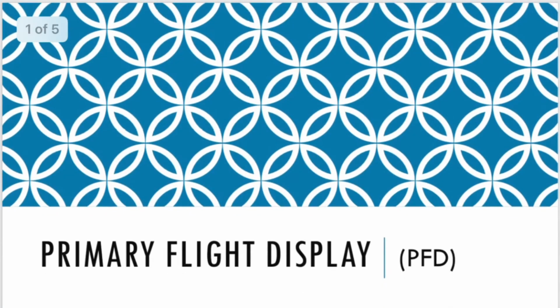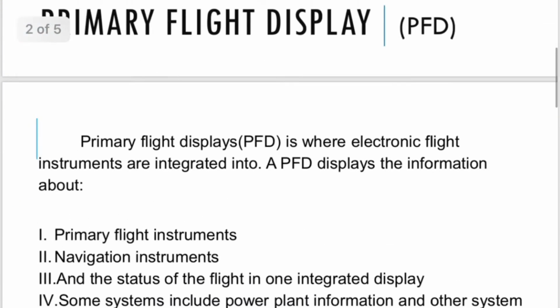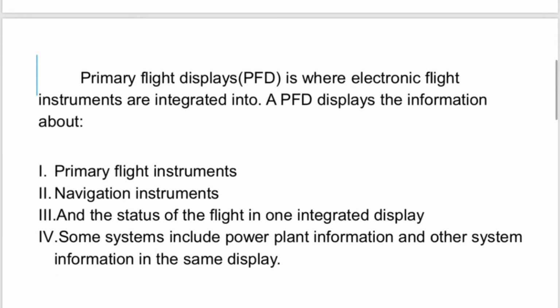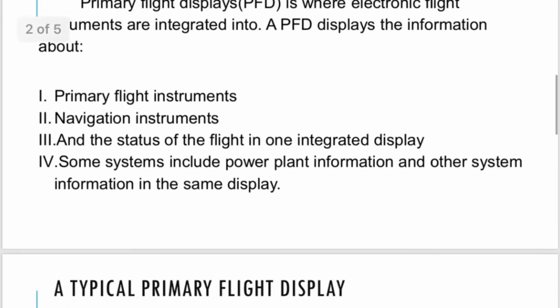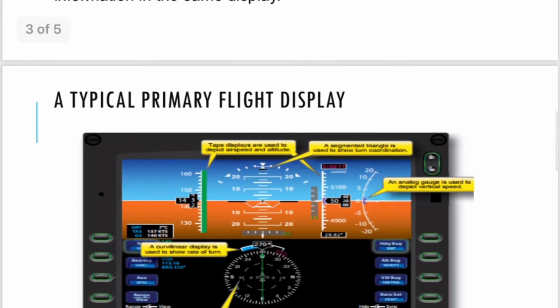As for my part, I will explain about the primary flight display. The primary flight display is where the electronic flight instruments are integrated into. Primary flight display shows the information about the primary flight instruments, navigation instruments, and the status of the flight in one integrated display. And some systems include power plant information and other system information in the same display.